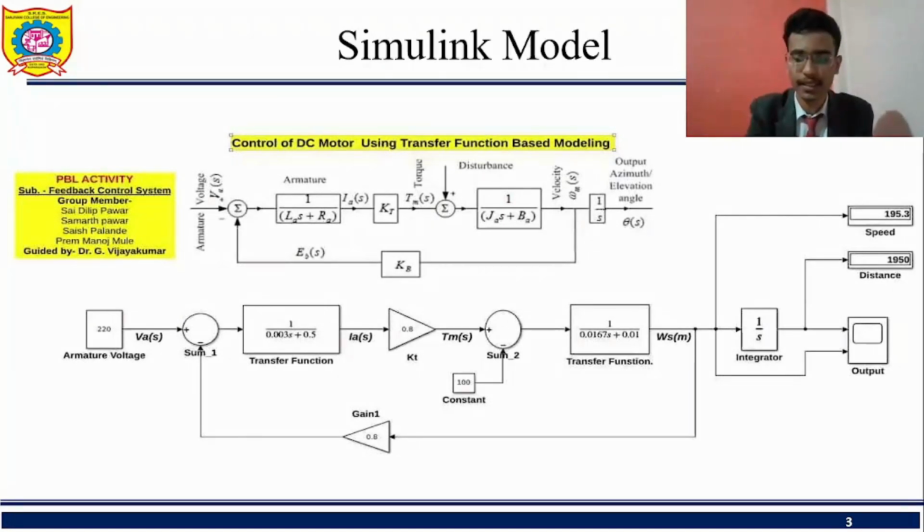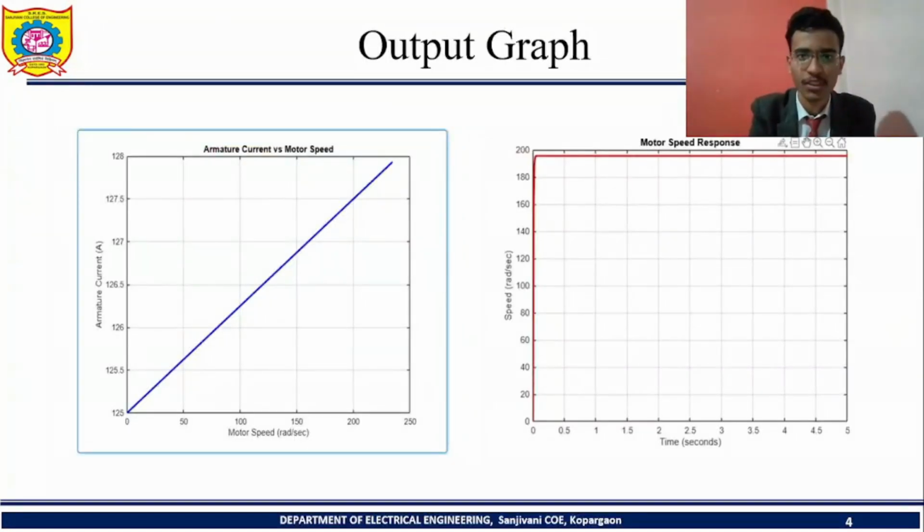So let's understand the graphical representation. In the first graph, it represents the armature current versus motor speed. On the x-axis, there is motor speed in radian per second, and on the y-axis, armature current. The graph shows a linear relationship between the armature current and the motor speed. As motor speed increases, the armature current also increases. This is expected behavior because of the DC motor. More speed requires more current due to the counter electromotive force, EMF.